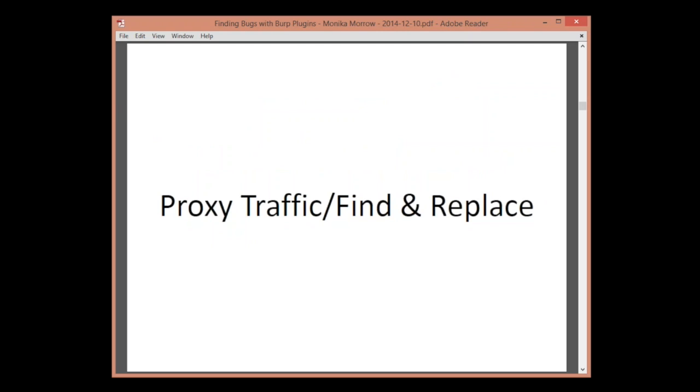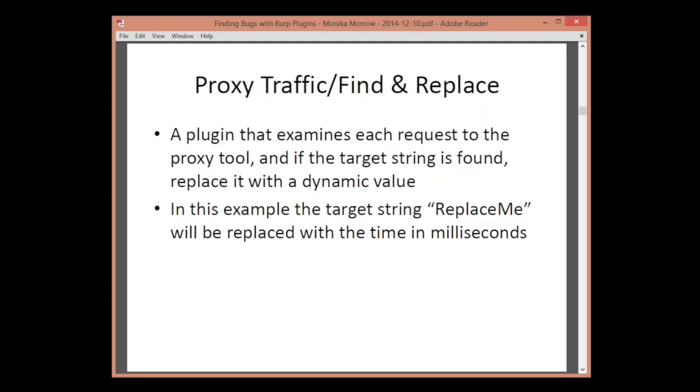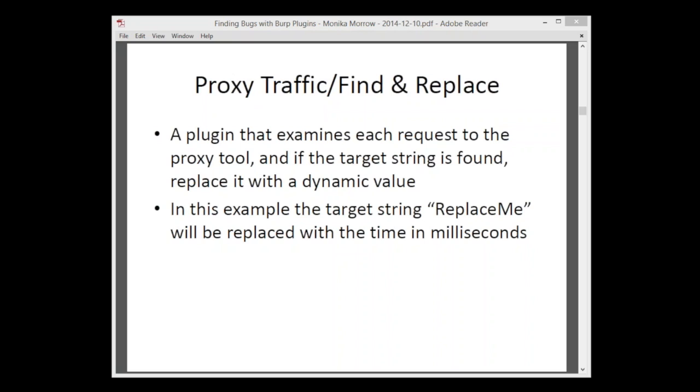So the first one that I'm going to show you is designed to find and replace in proxy traffic. So the plugin is going to examine every request that comes through the tool, and if a target string is found, it's going to replace it with a dynamic value, which is something that Burp can't do out of the box, but it's very simple to implement. So in this example, the string will be "replace me", and we're just going to replace it with the time in milliseconds, which we'll hope is unique, that we don't get two calls to Java that are the same.